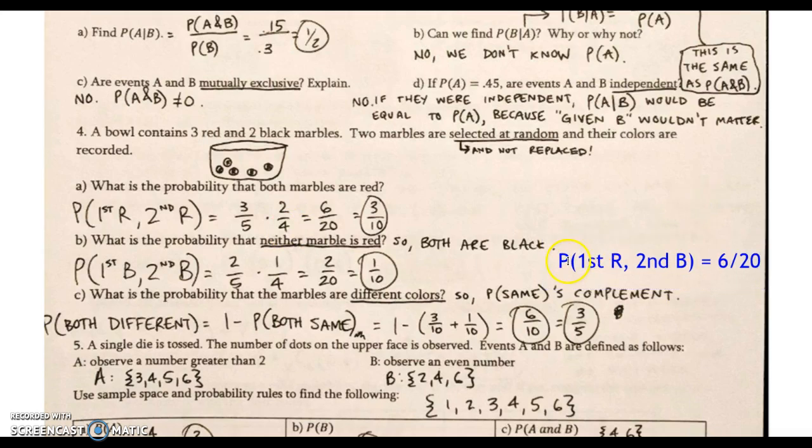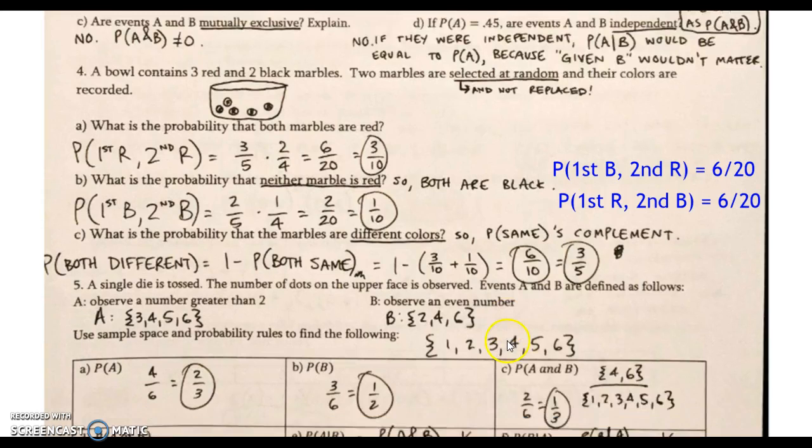But that's not enough because you need to figure out the probability of the other outcome, the probability of the first one being black and the second one being red. Easily figured out by multiplying the first black, which was 2 out of 5, times the second red, which is going to be 3, because there's 3 red marbles still, out of 4. So 2 out of 5 times 3 out of 4, that's going to give you 6 out of 20. So that in total, when you add those together, that's going to give you 12 out of 20.